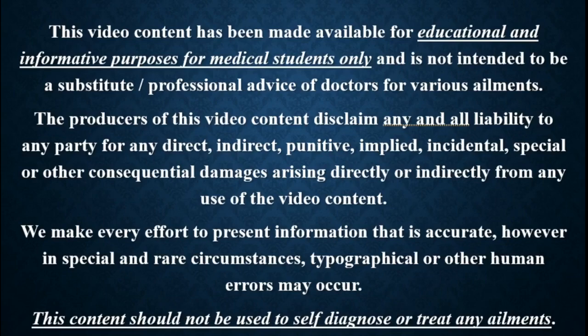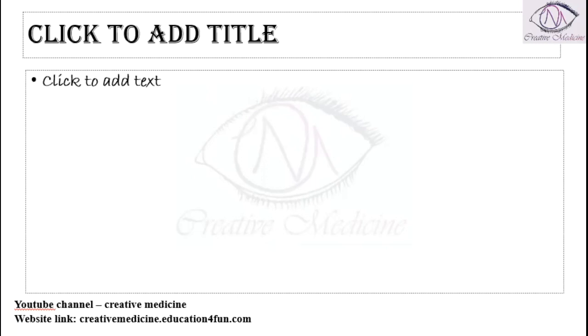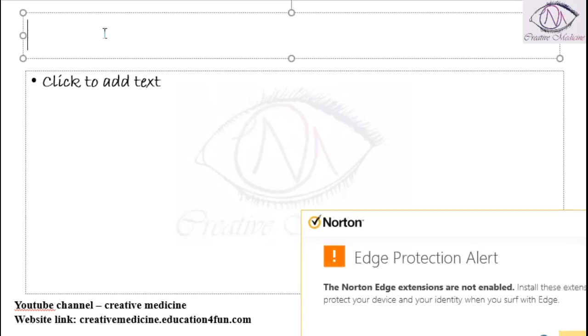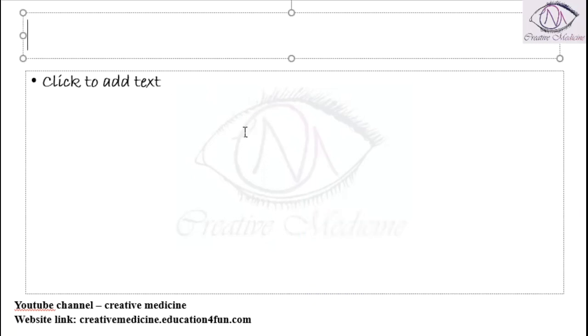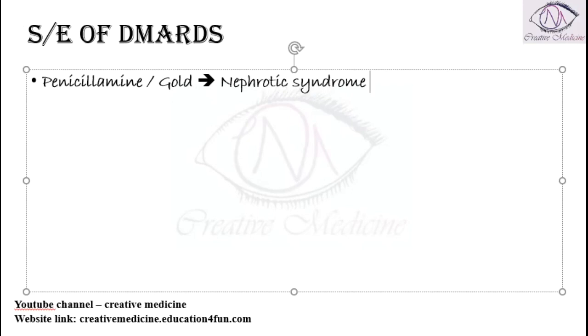In this lecture, we will learn about the side effects of disease-modifying anti-rheumatoid drugs. Side effects are for penicillamine or gold. If we use penicillamine or gold, the patient will develop nephrotic syndrome, and even pancytopenia is seen in the patient.